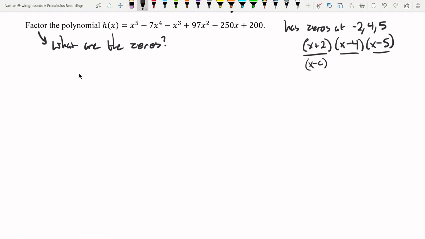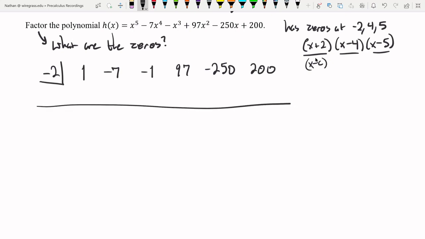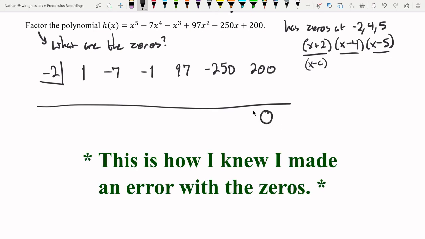The synthetic division for this one is going to be, I'm going to start with -2. -2 is my c, so -2. Then the coefficients of this polynomial are 1, -7, -1, 97, -250, and 200. Now, because this is a zero, that means that when I do this synthetic division, I expect there to be a 0 here. If there's not a 0 here, that means I've done something wrong with my synthetic division.